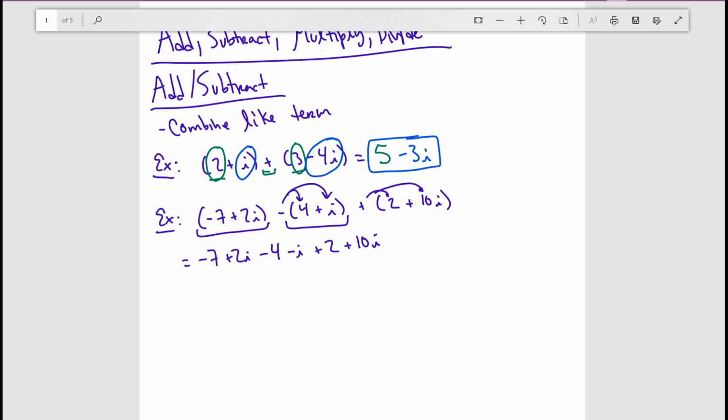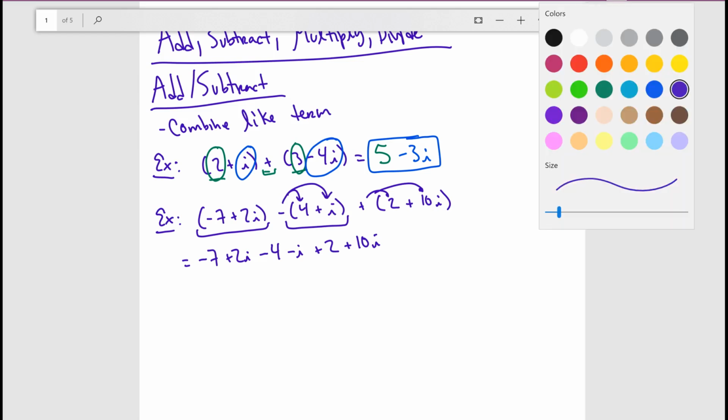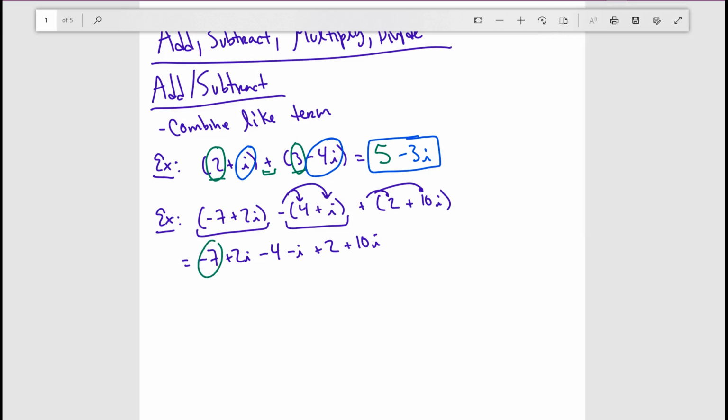And all we've got to do is collect everything that is like terms. Here is a minus 7. Here is a minus 4. And here is a plus 2. All of those are like terms. So negative 7 minus 4 is just going to give me negative 11. And then negative 11 plus this 2 is going to give me negative 9.